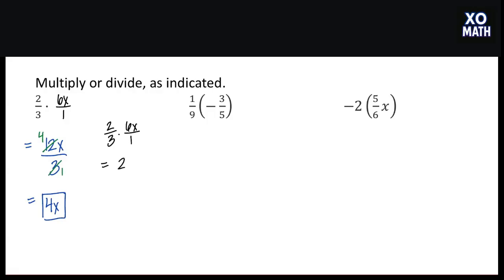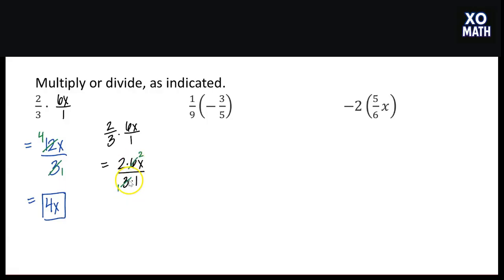So in other words, we do have 2 times 6x over 3 times 1. But instead of performing the multiplication 2 times 6, what we could have done is the division that's happening here, which is 6 divided by 3, or recognizing that both 6 and 3 are divisible by 3. So 3 divided by 3 is 1, and 6 divided by 3 is 2.